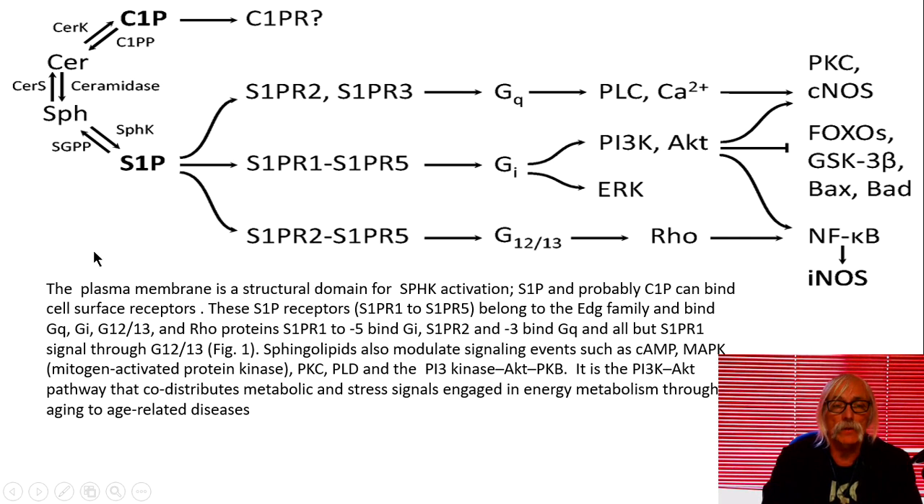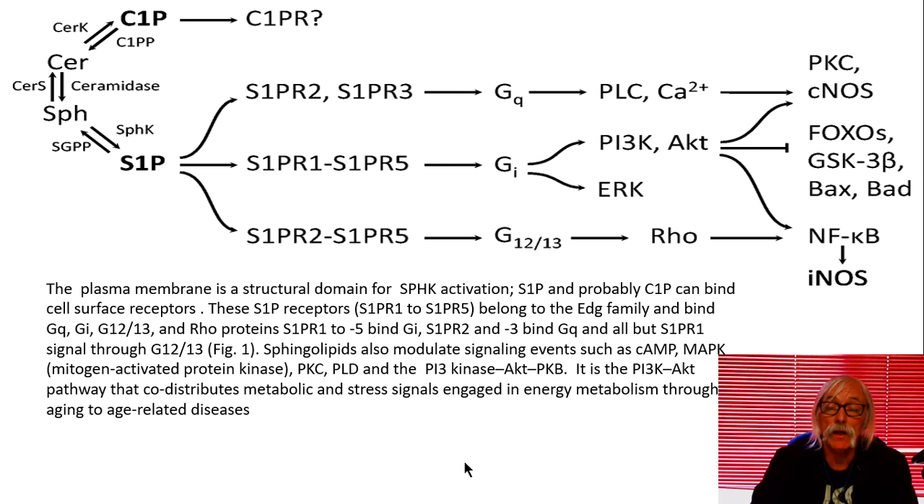Very, very potent compounds. So the plasma membrane is the structural domain for the sphingosine kinase reaction. Sphingosine 1-phosphate and probably ceramide 1-phosphate can bind cell surface receptors. That's where it's localized. Those receptors belong to the EDG family and bind to those various G protein complexes and Rho proteins. We just went through how they're functioning. Sphingolipids also modulate signaling events such as cyclic AMP production, MAP kinases, which of course is mitogen activated protein kinase, protein kinase C, phospholipase D, and the PI3 kinase AKT pathway you see up there.